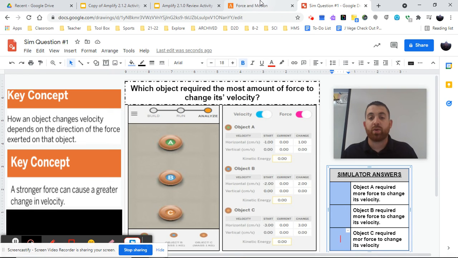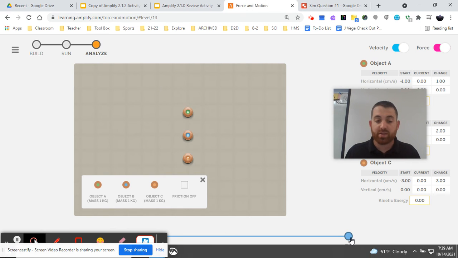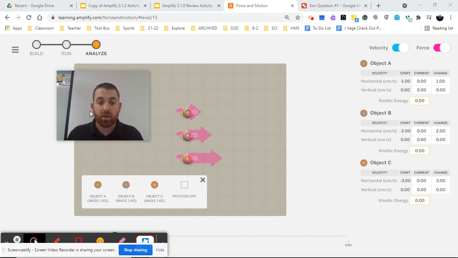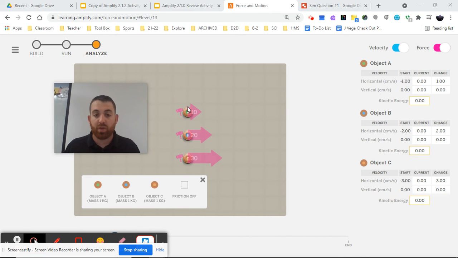And if we were to go into our simulator and rewind the simulation, we would actually be able to see this. There are our forces. There's object A, B, and C. The one that had the strongest force applied was object C, 30, to create the largest change.